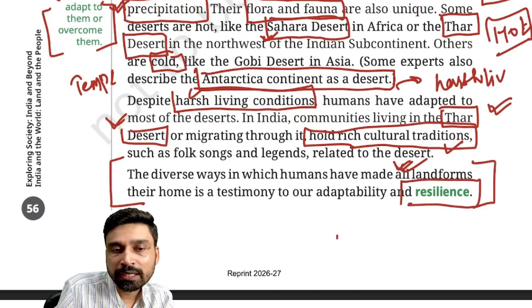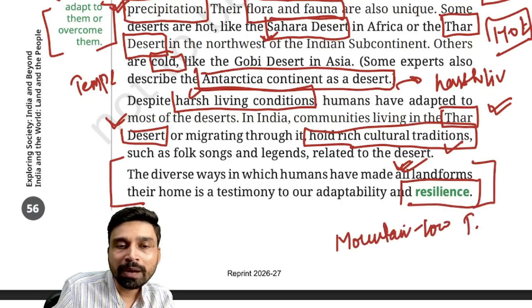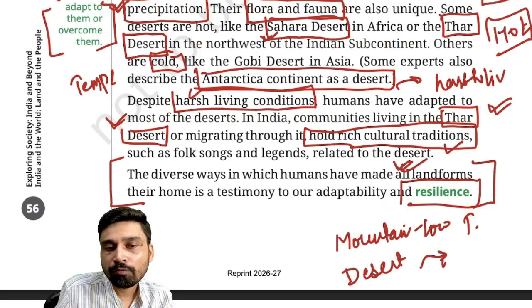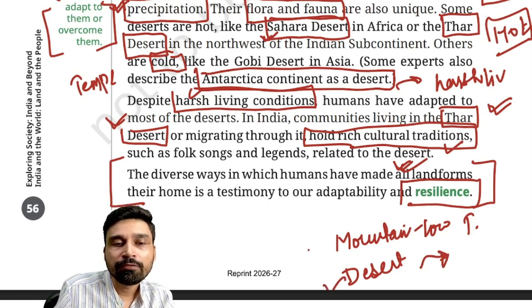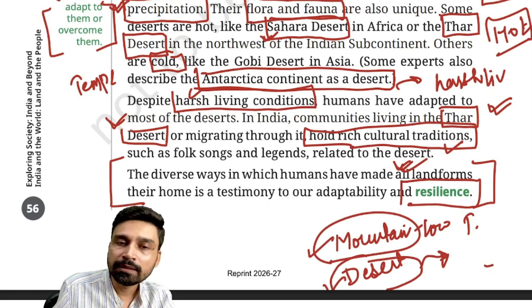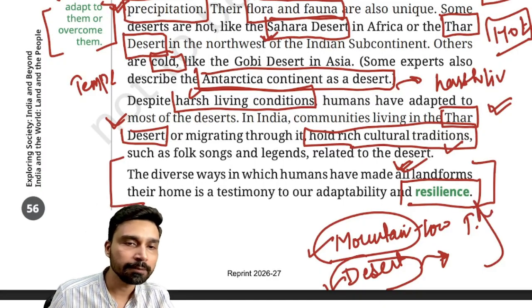So no matter whether it is challenges offered by the low temperature, extreme slope that you find in the mountains, no matter whether it is the challenging heat or extreme cold in the desert area, the lack of water in the desert area, still we have been able to create our home in all of these landscapes. This is the true example of our resilience, of our adaptability.